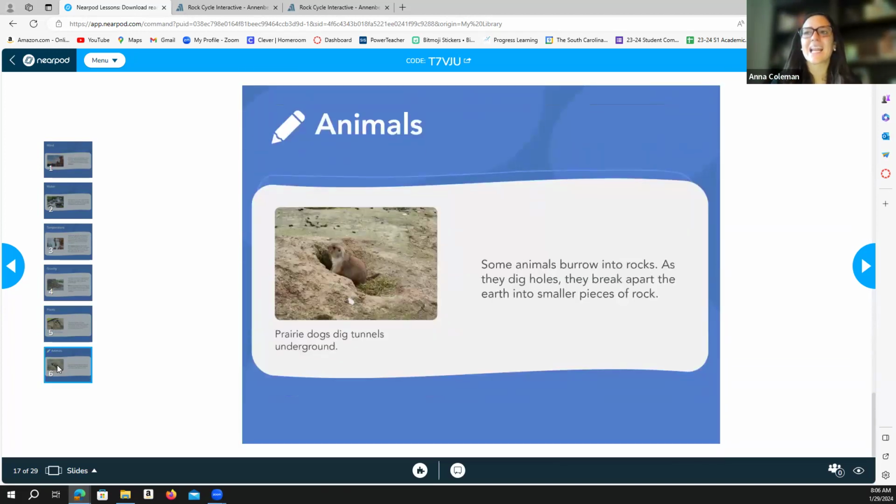And then lastly, animals. For instance, prairie dogs, they dig tunnels under the ground. Is that going to mess with the rocks underneath? Yes. So some animals burrow into rocks. As they dig holes, they're going to break apart the earth into smaller pieces of rock.